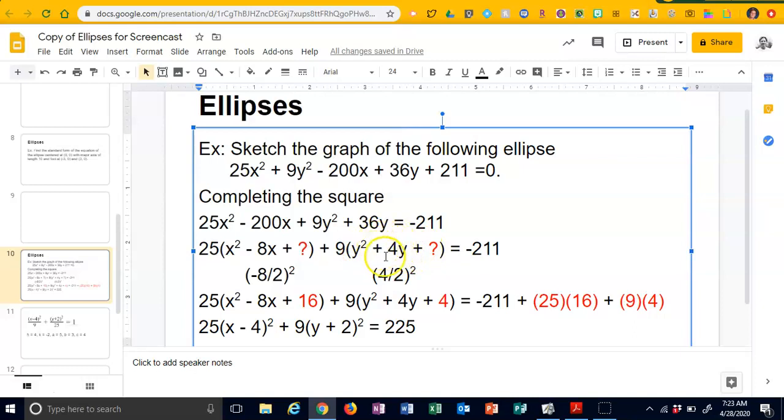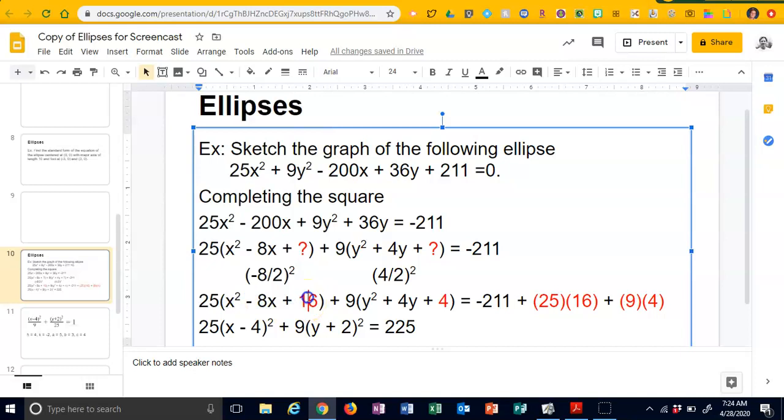Go over to the y information. The number in front of y is 4. I'm going to take half of that, so 4 divided by 2 is 2. 2 squared is 4, and that's what I'm going to put in place of this red question mark. So there it is right down here. Now, these two numbers that I put in that are in red, they didn't exist before, so they're my creation. I'm not really adding 16 on the left side.